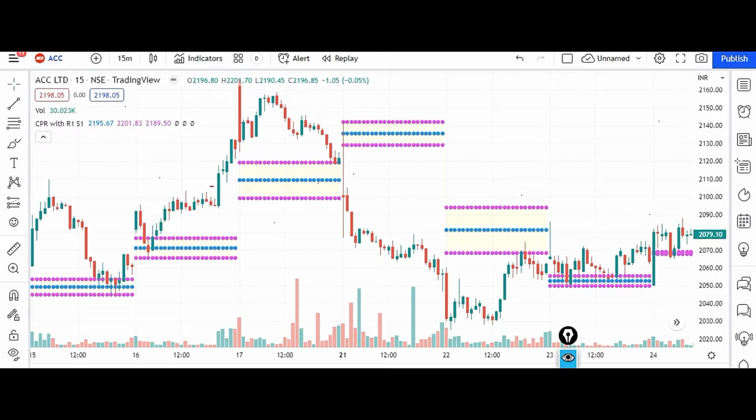Because the more immediately they happen, the more powerful it is. After the 2 days or 3 days, if it is not happening, don't wait for that too long. Just skip, okay, and move on to the next trade.